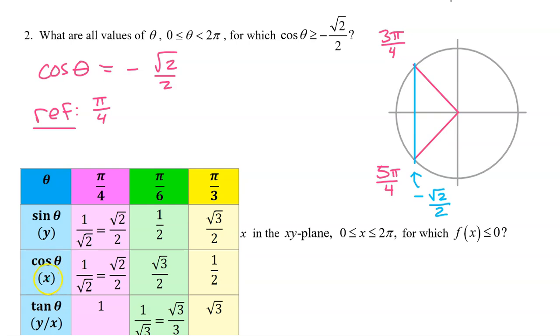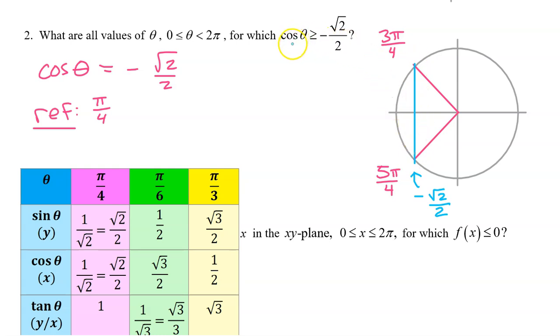Cosine gives the x value, or horizontal displacement, on the unit circle. The cosine of both of these angles is negative radical 2 over 2. So at these two intersection points, the horizontal displacement, the x value, is negative radical 2 over 2. I am indicating a horizontal displacement of negative radical 2 over 2 using this vertical light blue line.